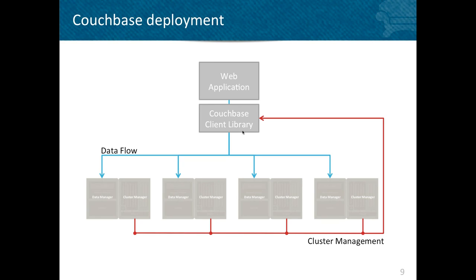A quick look at what a Couchbase deployment looks like. Using one of our client libraries, your web application connects to the cluster manager, and gets and maintains a connection with the cluster to know about any topology changes. And then each application server actually sends its data directly to the nodes that are responsible for that data, so that we avoid the need for any routing layer or any proxy layer. And each of the application servers actually does the load balancing for us.